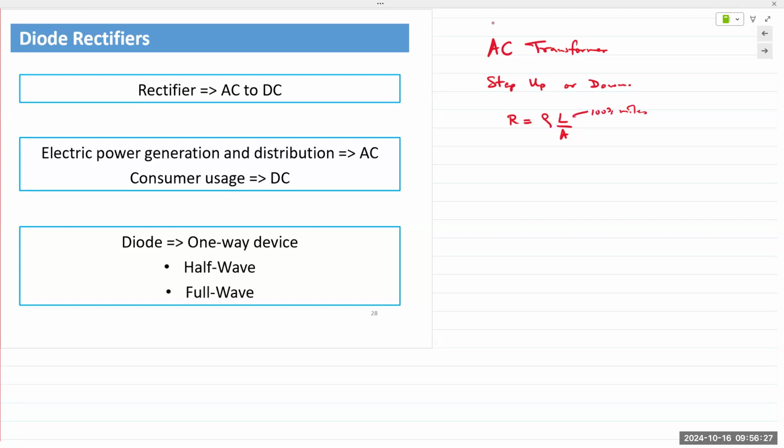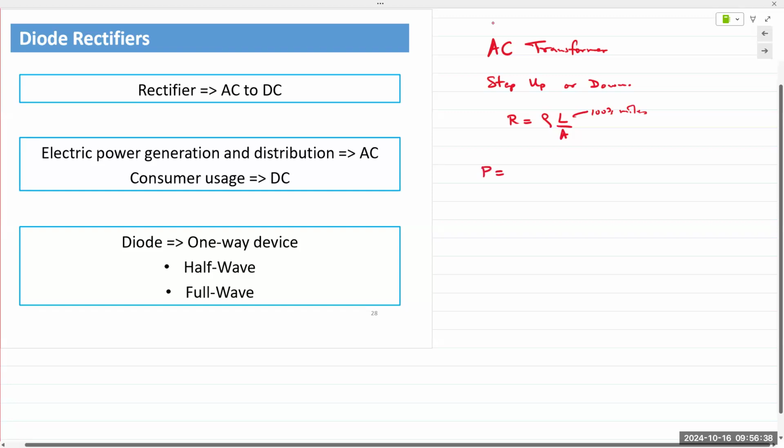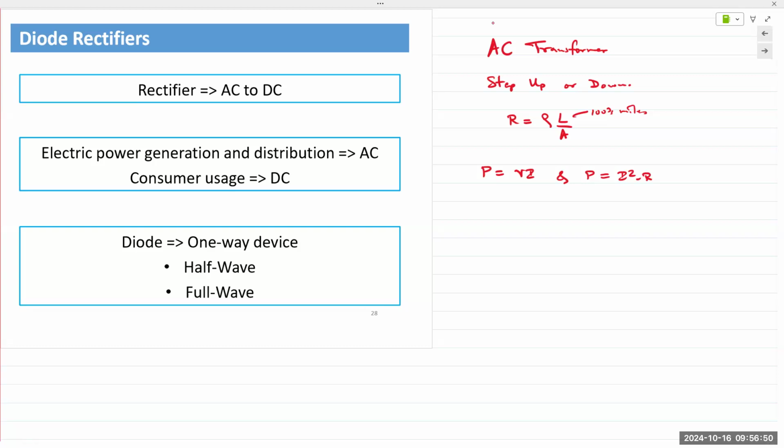So you're transmitting electrical power from point A to point B, a huge amount of losses that take place. Electrical power is the product of voltage and current. In terms of resistance, it is V squared over R, or I squared times R. If your resistance increases, your power loss increases.